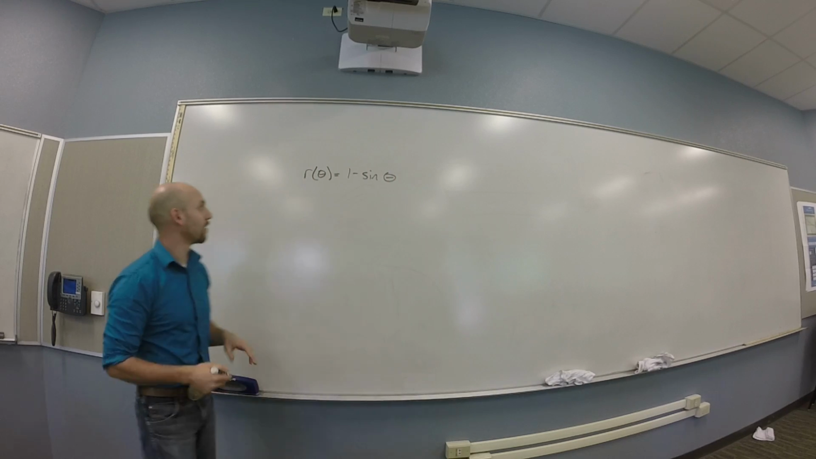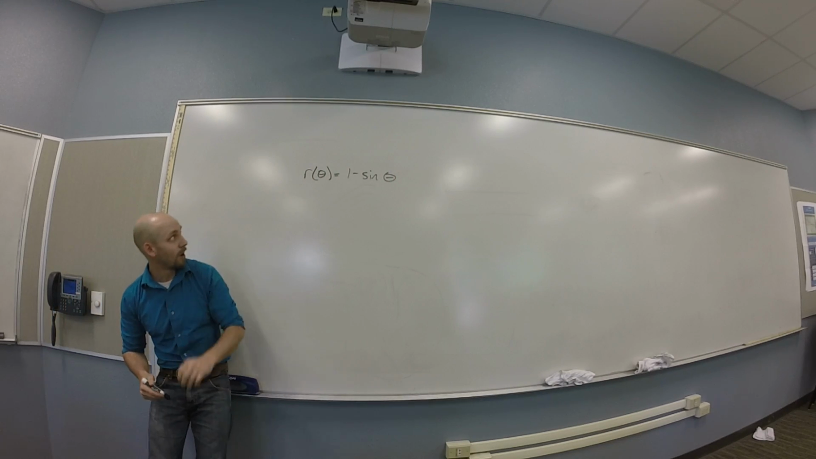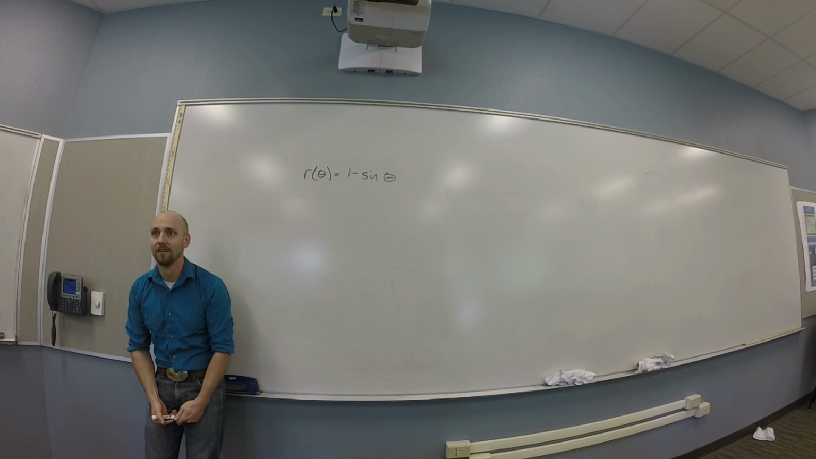Okay, so let's try to graph a polar curve. We have r of theta equals 1 minus sine theta, which is, as we all recall, the heart butt.